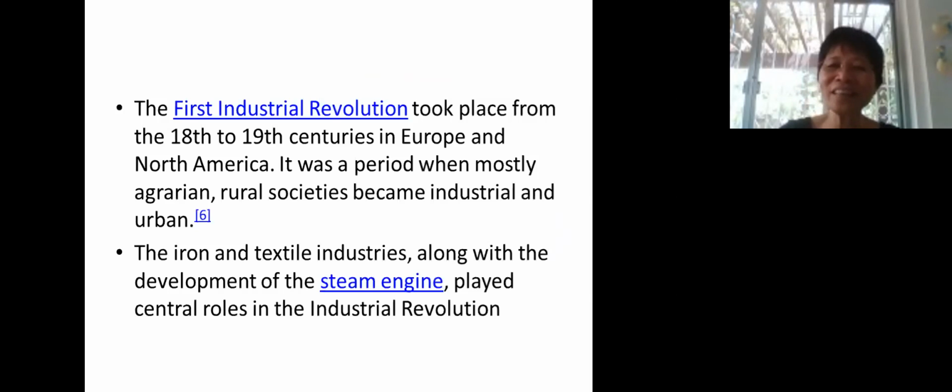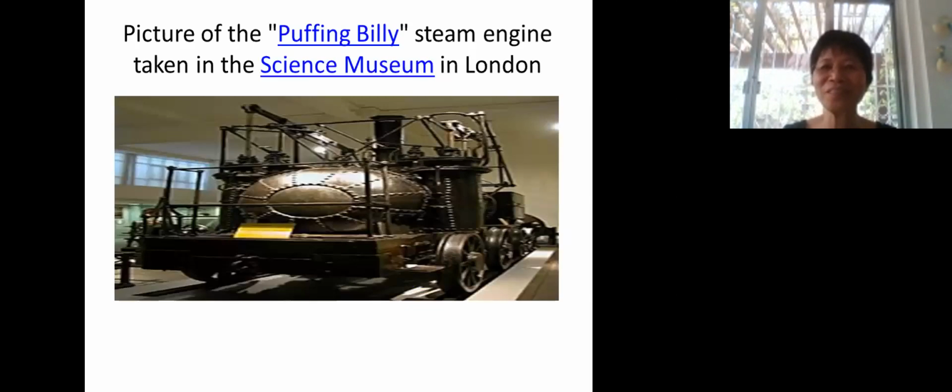How did it start? Iron and textile helped develop the steam engine. That is the first industrial revolution. This is the picture of the Puffing Billy steam engine that was taken in the Science Museum in London that started the first industrial revolution.